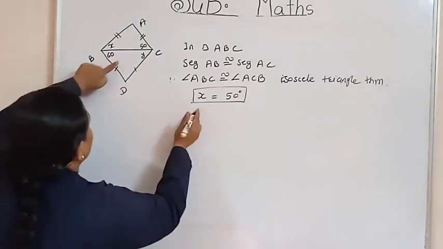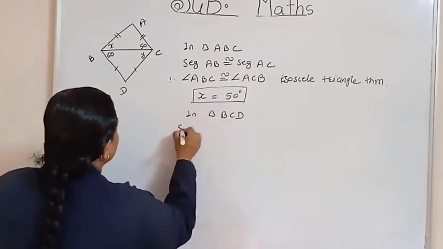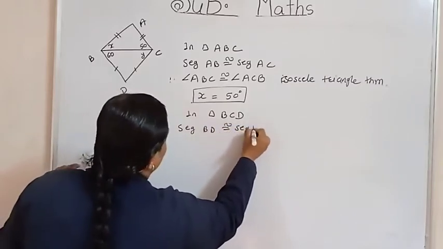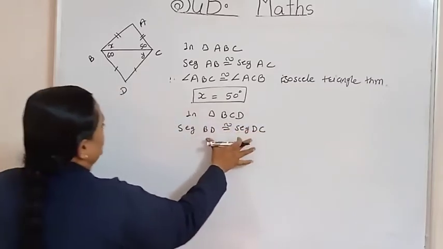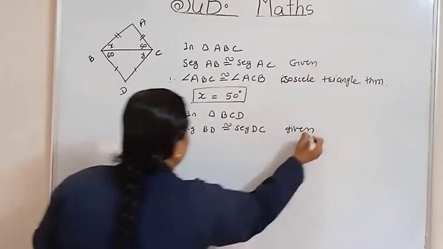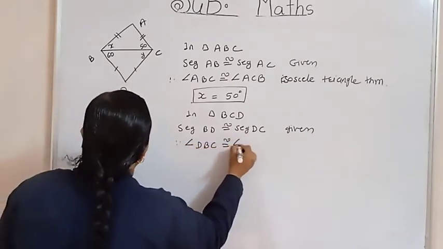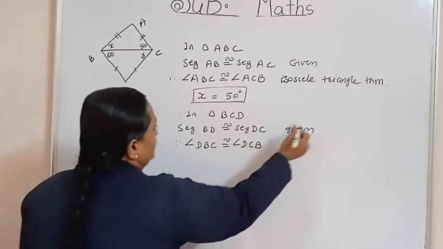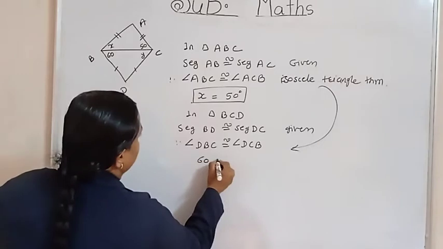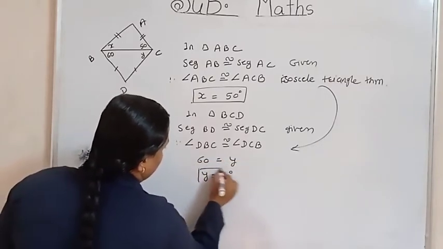Now the same thing we will do for this triangle. In triangle BCD, segment BD is congruent with segment DC. Now this is given, here we can write given. Therefore, angle DBC is congruent with angle DCB. Same reason, we can write isosceles triangle theorem. DBC is 60 and DCB is Y, means Y is equal to 60.